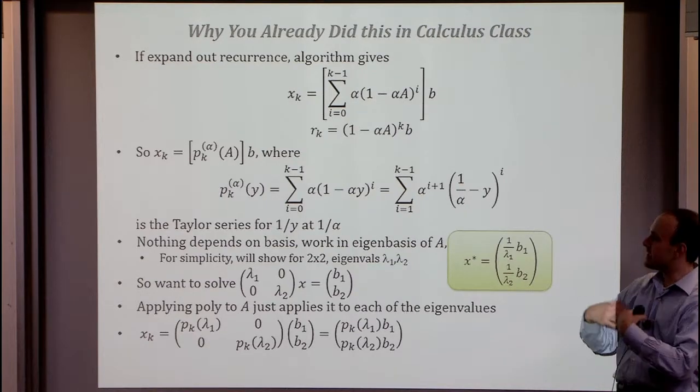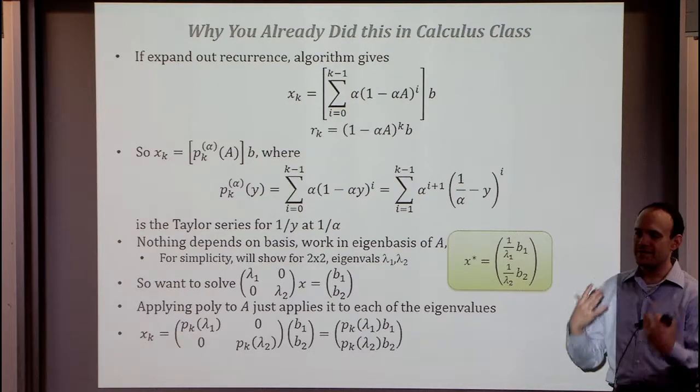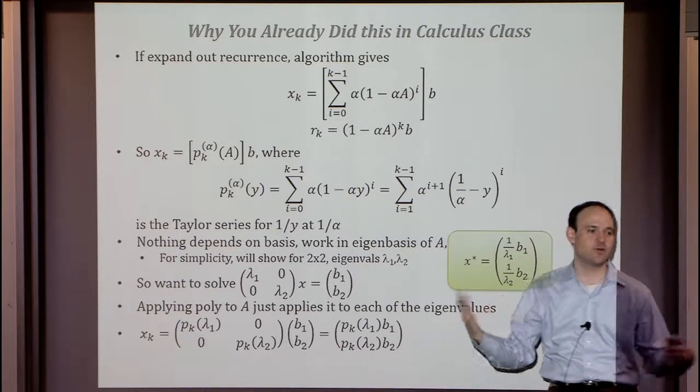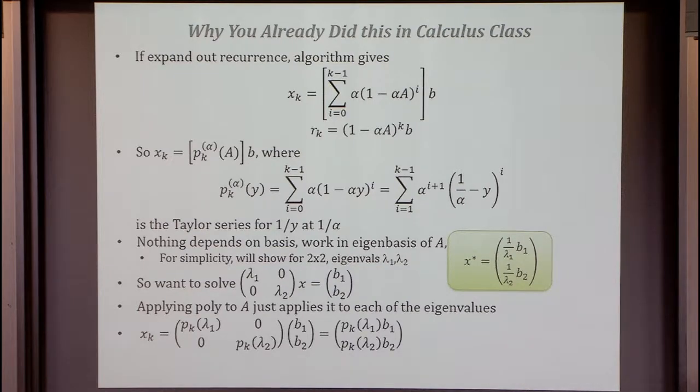And then what's the error term? The error term is just the error in the Taylor series. Right? It's going to be what's left over when I take the difference between the Taylor series and 1 over lambda. Okay, any questions on that?